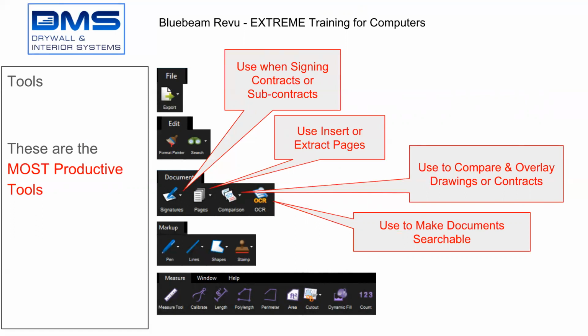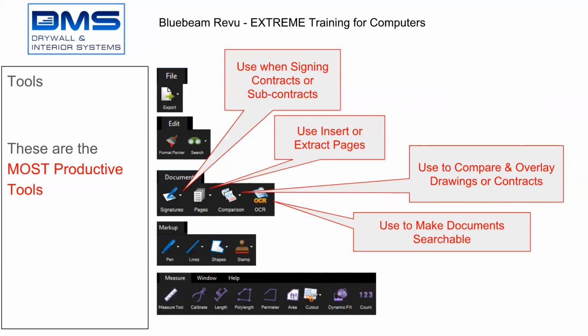The other feature is that if I'm working with multiple pages, I use the pages buttons to insert or extract pages. Example would be if I have an RFI and there's 10 sheets in the RFI and I want 2 of those sheets to get pulled out.